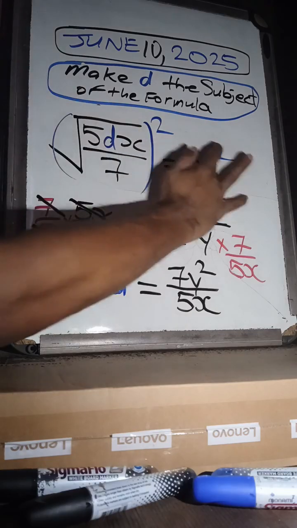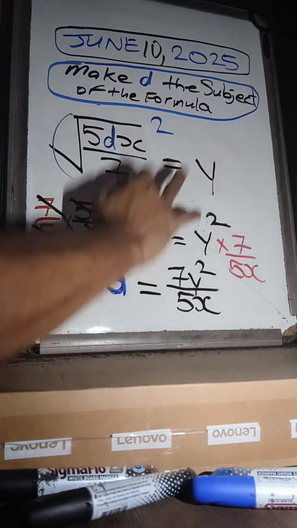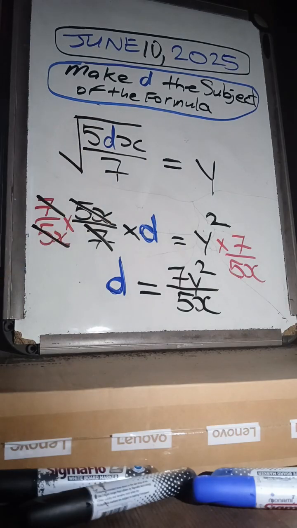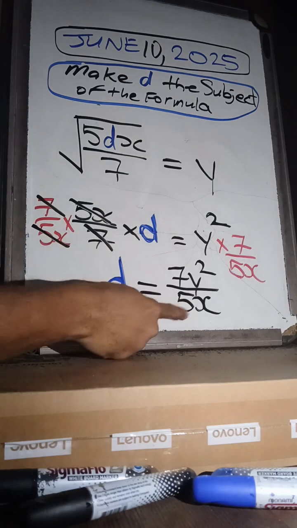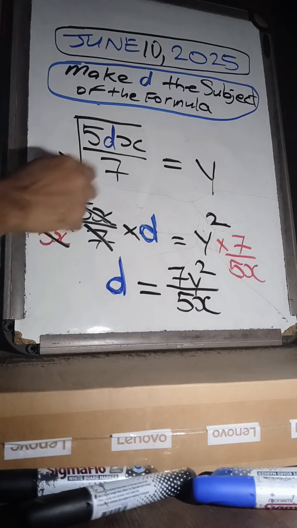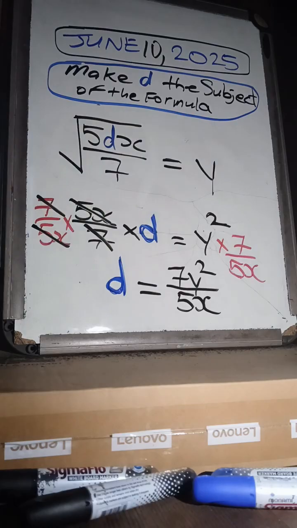Now let me remove this, that, and bring it back to what it was. If I were to substitute that up here, what would I get? I'd end up with 7y squared over 5x times 5x. 5x is cancelled. 7y squared divided by 7 would be just y squared. So I'd end up with the square root of y squared, leaving me with just the y.